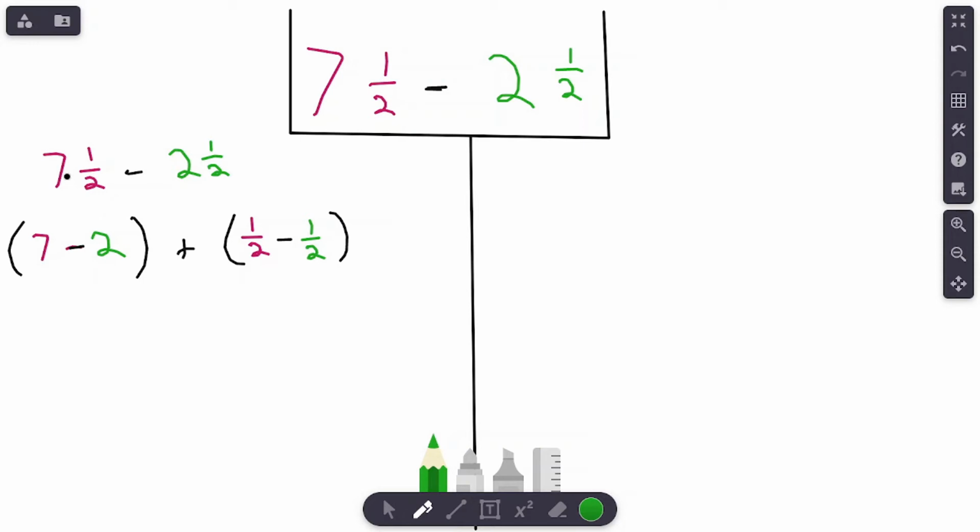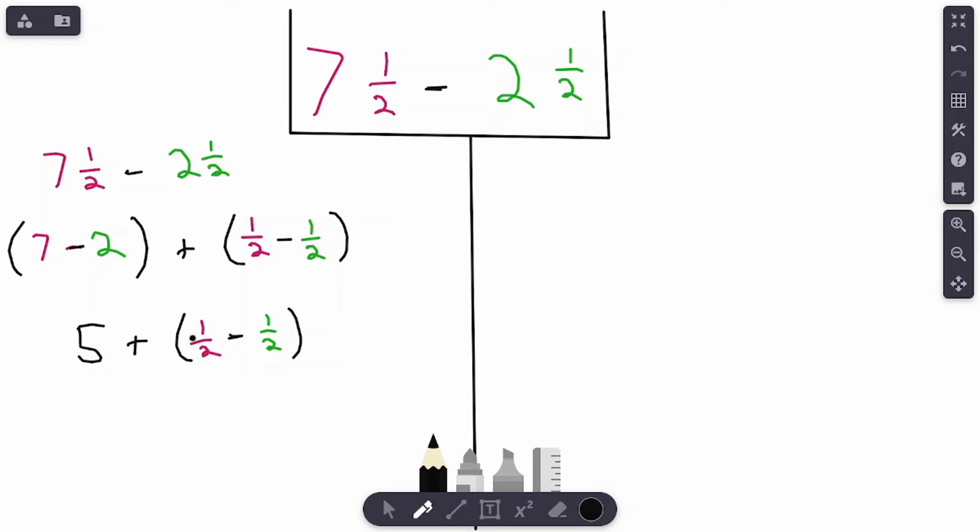Okay, so take a look. I took the whole numbers, I took the fractions, and we've put them together. That way we can subtract this more efficiently. 7 minus 2 is 5, so we've got 5 plus whatever we have here as our fraction. Again, notice I am not trying to do more than one thing at a time. I didn't try to do both subtractions at the same time. I'm doing one at a time. That way I don't forget what I'm doing or where I'm at. Okay, so now we've got 5 plus 1/2 minus 1/2.